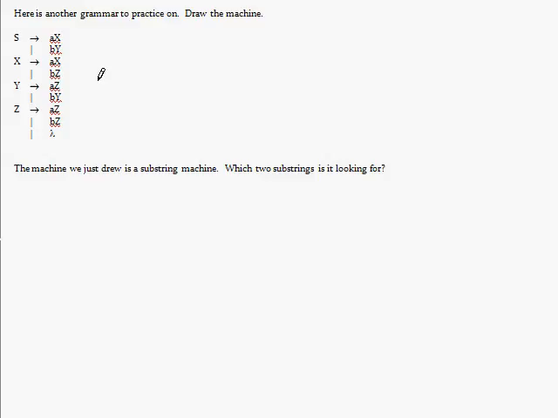You want to draw your states. Begin with S. Each one of these will have its own state, and there will be a state F, the accept state. You can kind of lay your machine out as you go. You've got two S rules. One goes to X and one goes to Y. And so draw yourself an arrow to X. Draw yourself another arrow to Y.